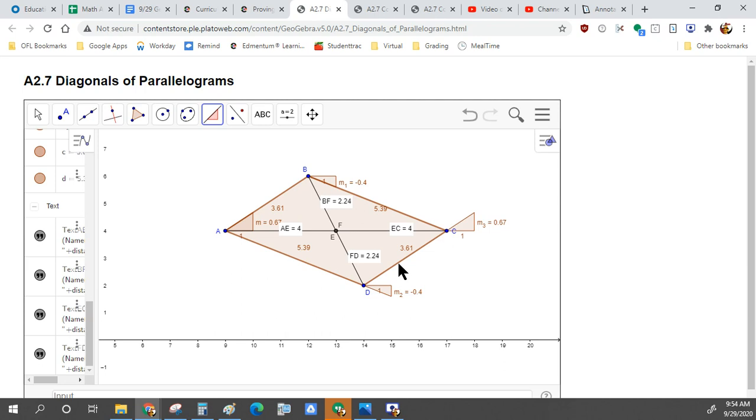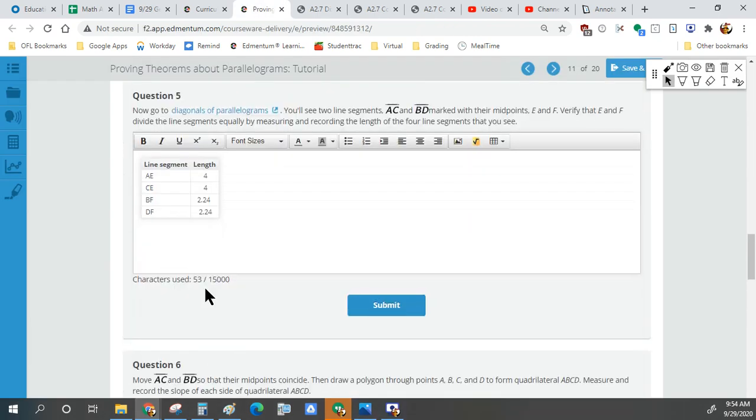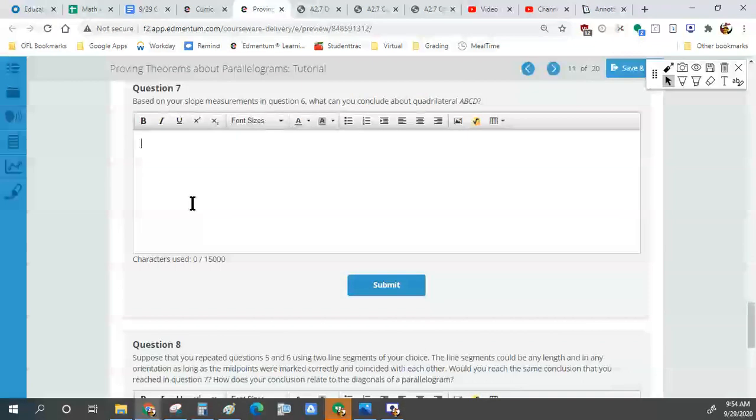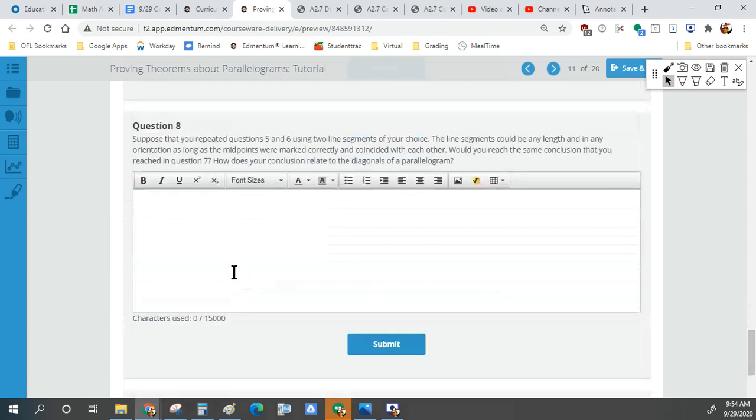Record all your slopes. All of your opposite slopes should be congruent: 0.67, 0.67, negative 0.4, negative 0.4. They're congruent. You can write those in there. Based on your measurements, what can you conclude? I can conclude that these two are a parallelogram. So I can conclude that the shape we made with the bisected sides is a parallelogram.